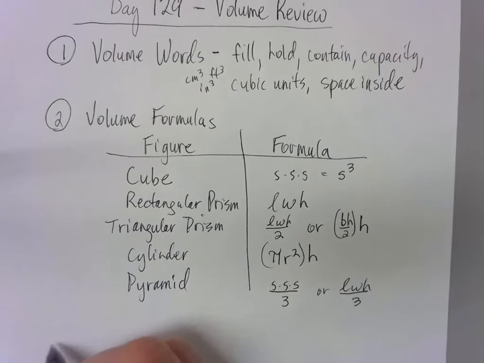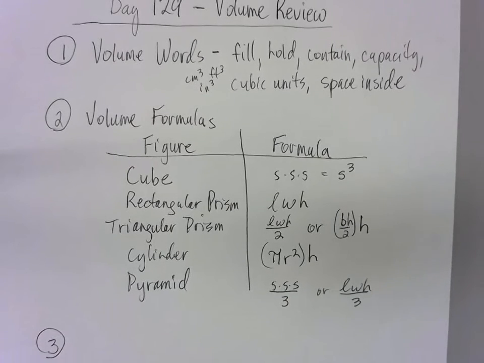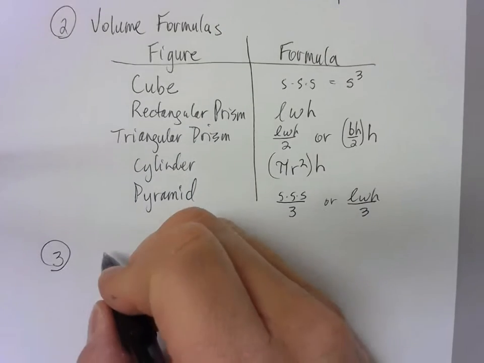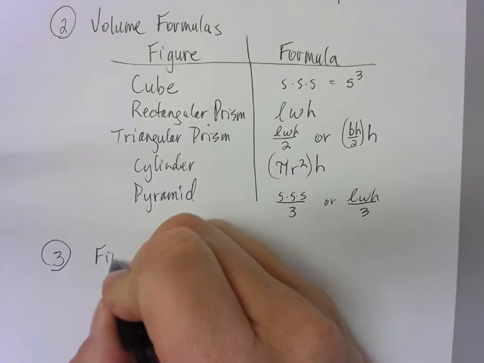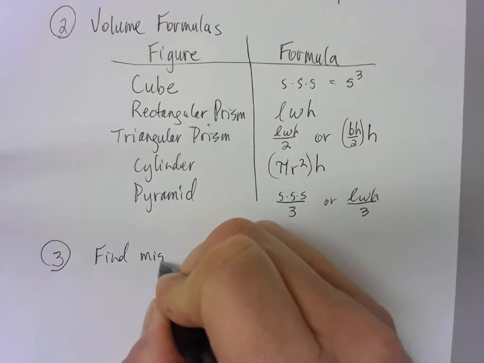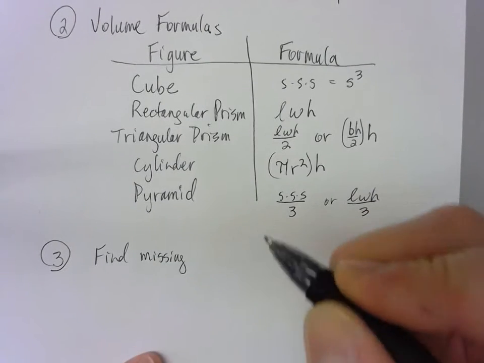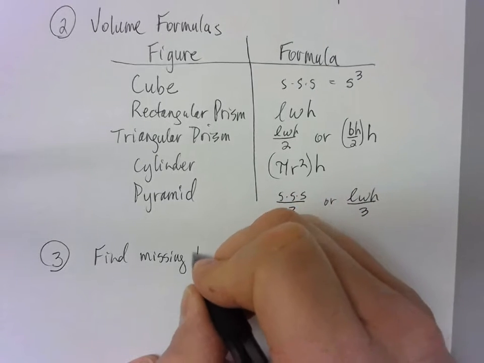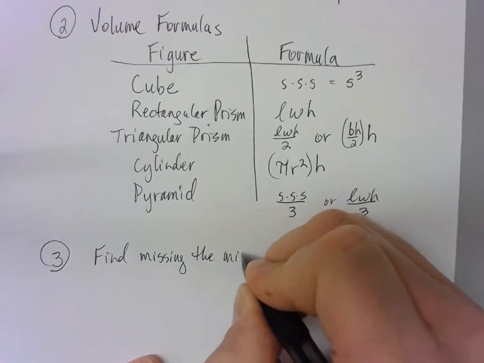All right, so I just wanted to refresh and say that if you have to work one in reverse, you would be finding the missing height. There are a couple different ways you can do this, but I'm going to do the cylinder one because that usually is the one that people have the hardest time with. So find the missing height.